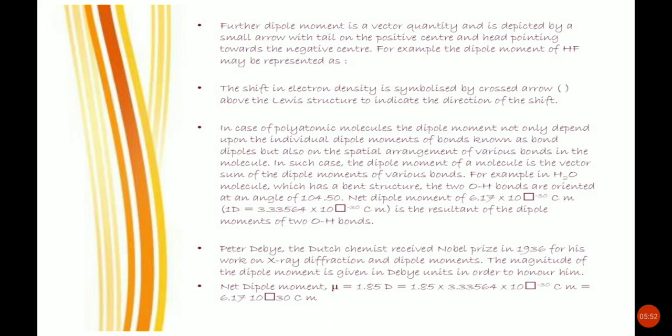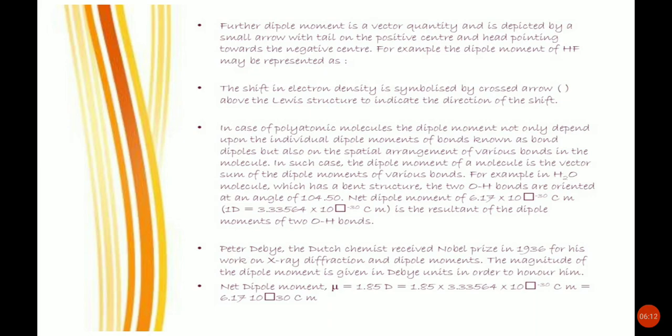Here, the dipole moment is the vector sum of the dipole moments of the various bonds. It depends upon the spatial arrangement and the direction of the bonds. The dipole moment of a polyatomic molecule depends upon the individual dipole moments as well as the spatial arrangement, that means the direction of that particular bond.